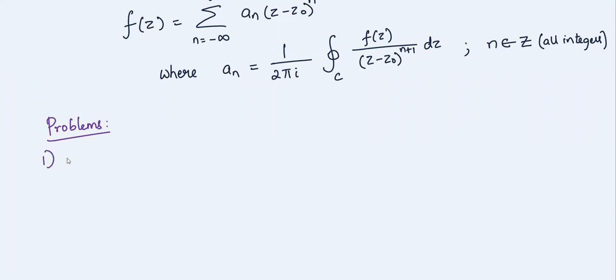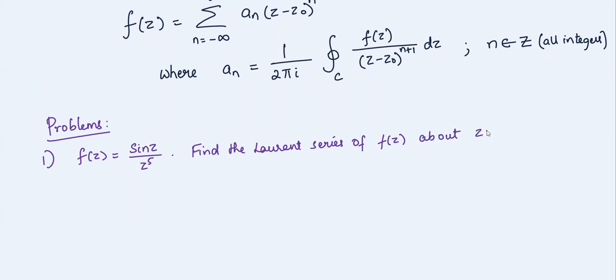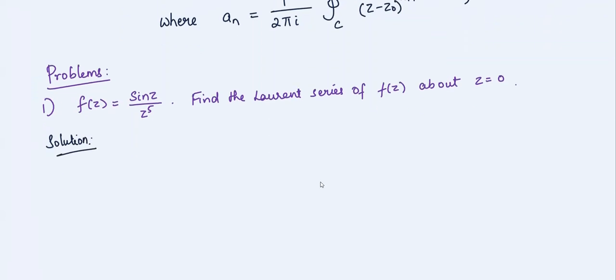First one, f of z is sine z by z power 5. Find the Laurent series of f of z about z equal to 0. Very simple. So this is about z equal to 0. You just write the Maclaurin series of sine z.